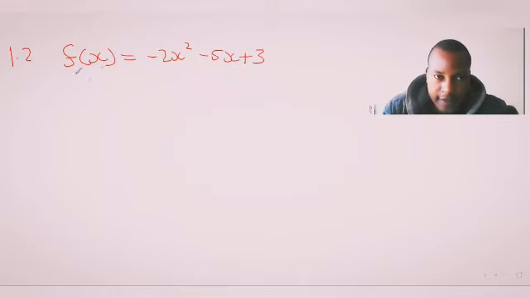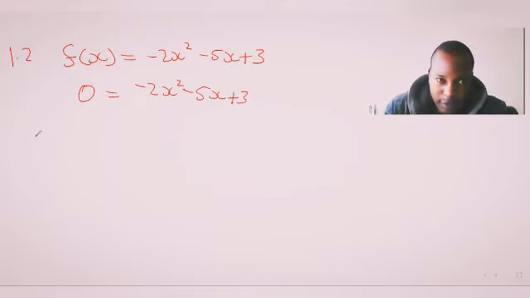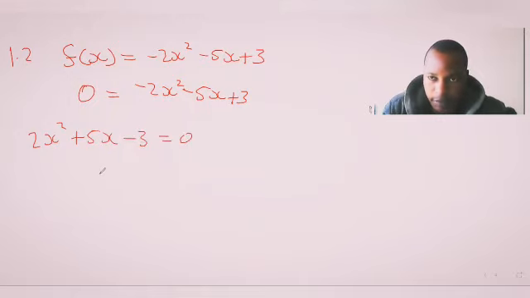For the x-intercept, we let y equal 0. So that would be 0 equals minus 5x plus 3. We can multiply throughout by the negative so that the a is positive. This would give us 2x squared plus 5x minus 3 equals 0.